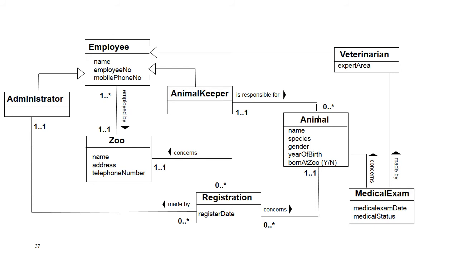The medical examination also concerns one animal. So now let's add the multiplicity. And we can see that medical examination is an event class, and they usually have zero to many towards these classes, and they usually have 1-to-1 from these classes to other classes. And this is the case in this case as well.